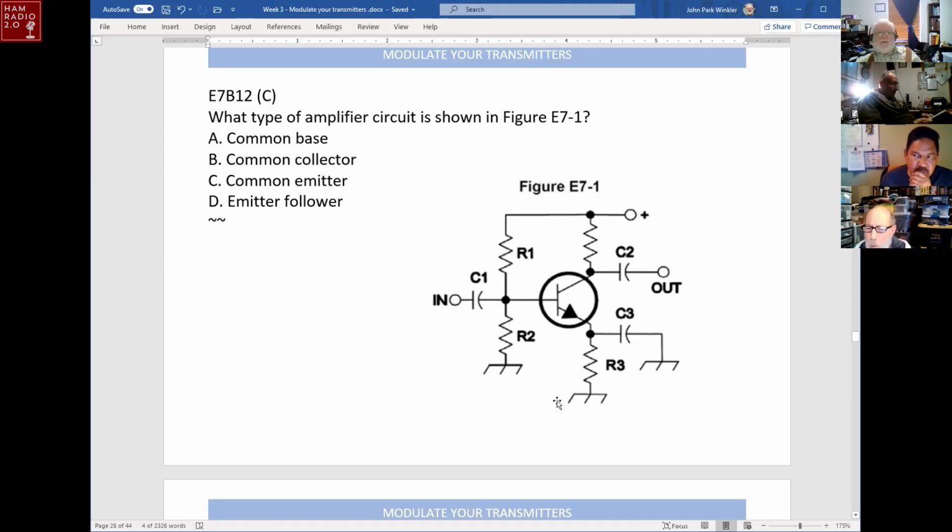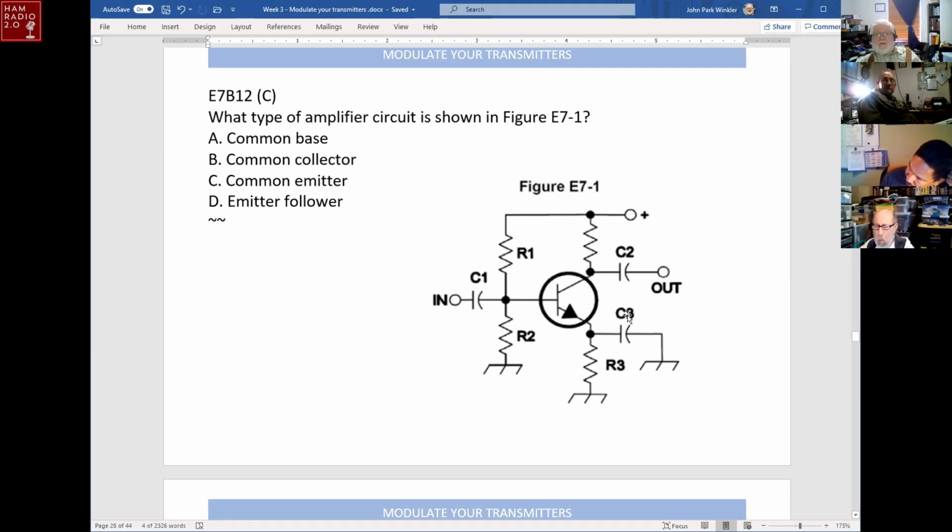And common here means referred to the signal ground, which is shown by this little ground symbol. It's the return for the DC. It's the ground for the signal. So you pull the signal off the ground into the output. Common would be as referenced to the ground.